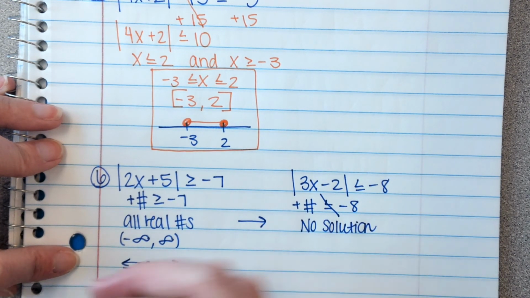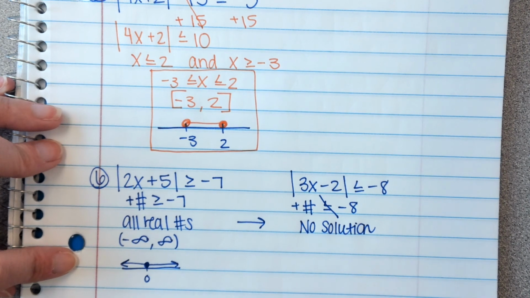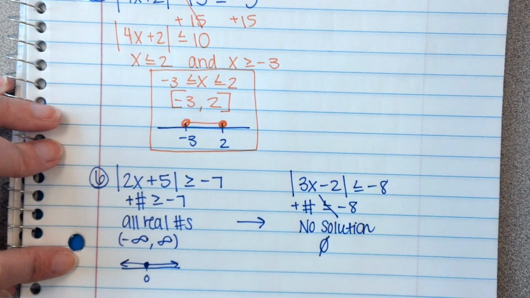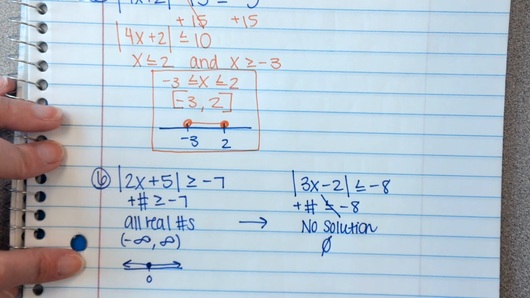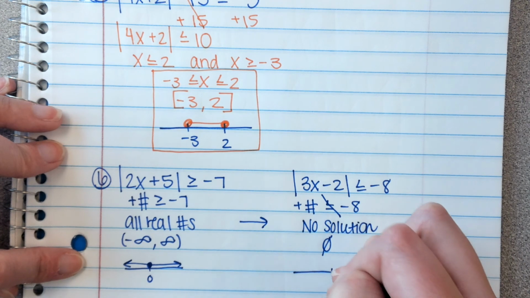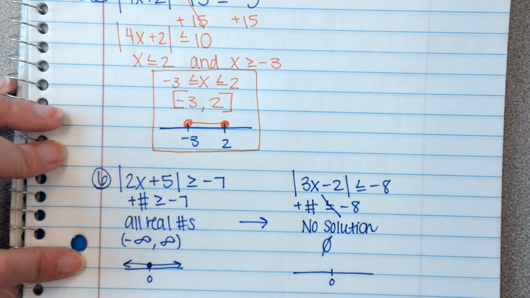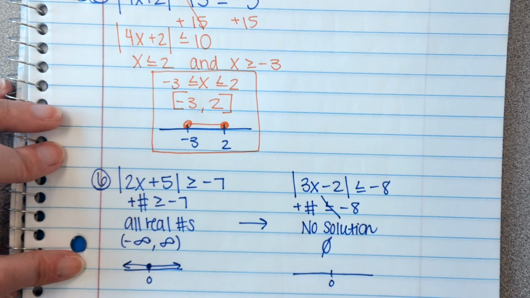and you wouldn't have an interval. It would be an empty set. You could do set notation. Could be empty set, say no solution, lots of different options. And your number line would just be blank. There would not be any shading, no arrows, anything like that.